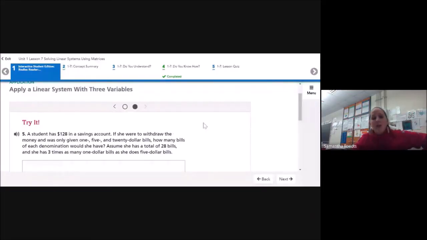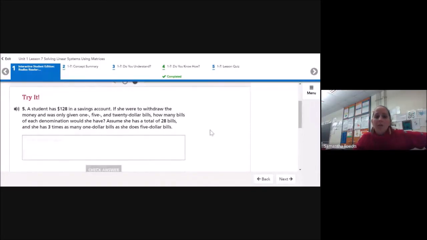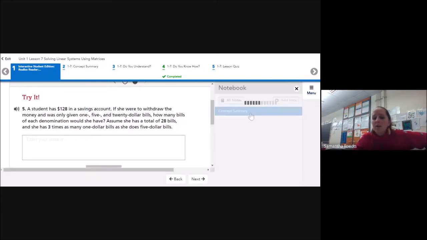All right, so when I'm dealing with number 5, a student has $128 in her savings account. If she were to withdraw the money and was only given $1, $5, and $20 bills, how many bills of each denomination would she have? Assume she has a total of 28 bills and she has 3 times as many $1 bills as she does $5 bills.